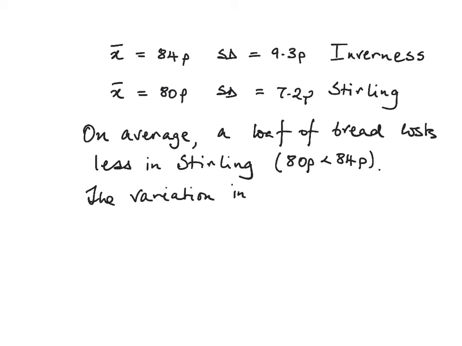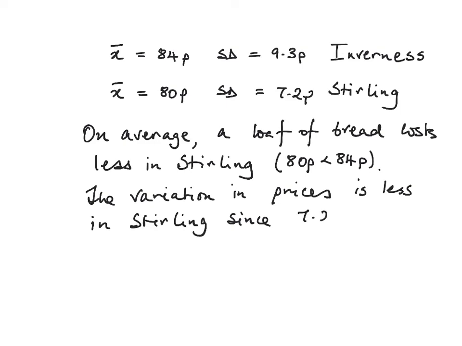We can now comment on the standard deviations. The variation in prices is less in Stirling. Since 7.2 pence is less than 9.3 pence. 2 marks.